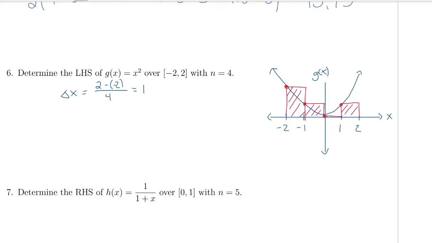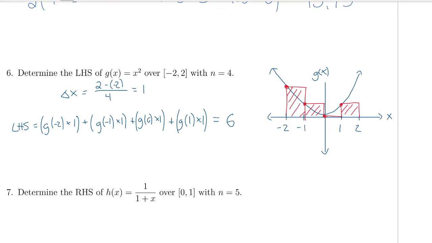From here, we use the fact that we're asked to find a left-hand sum to sketch those rectangles. And that is a nice way to illustrate which values of g we need to calculate. So we see that we need for our heights g of -2, g of -1, g of 0, and g of 1. Putting it all together, we get the following left-hand sum.